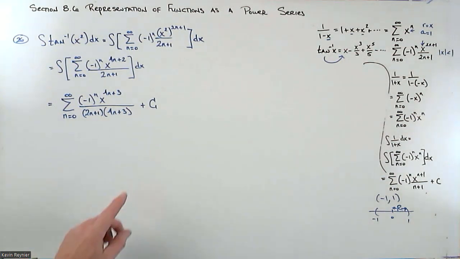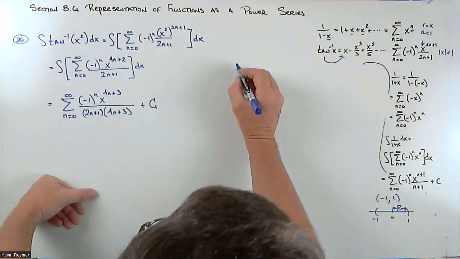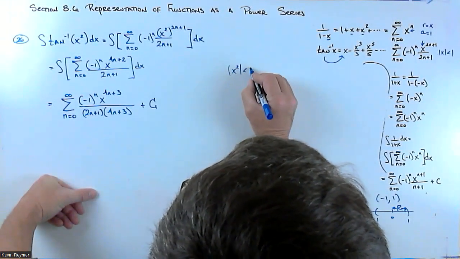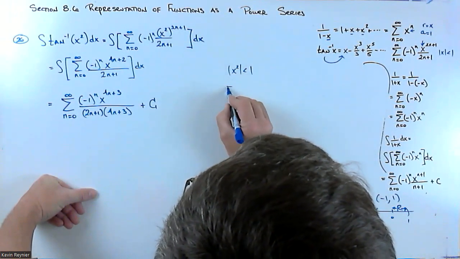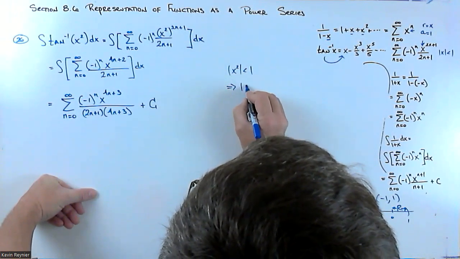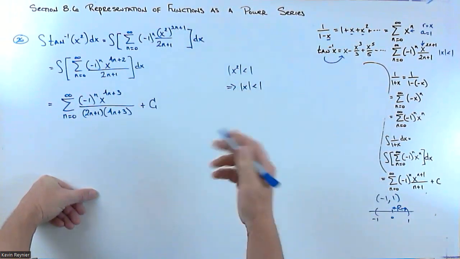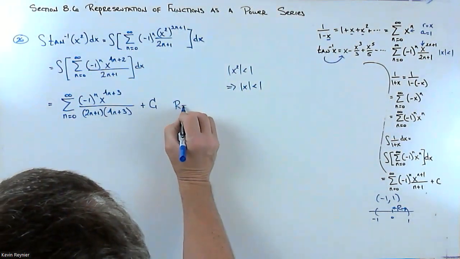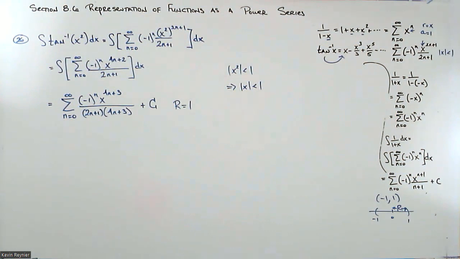Now, for us, we've replaced x with x squared. But fortunately for us, when we take the inequality, the absolute value of x squared less than 1, that just gets us the absolute value of x is less than 1. And so we get the same radius of convergence. The radius of convergence is 1. So that's 26.